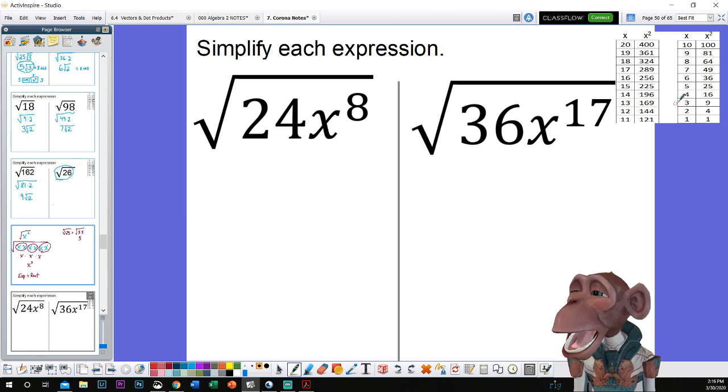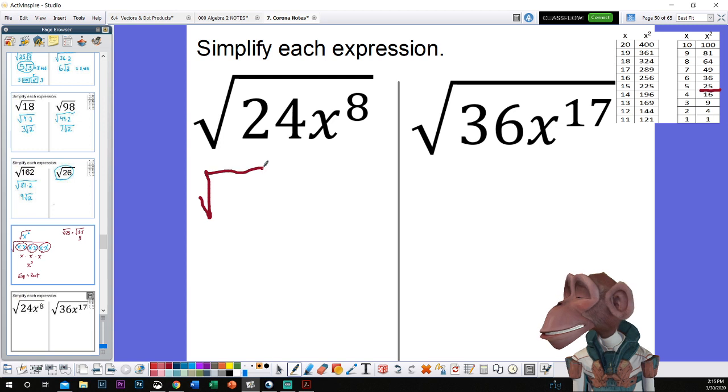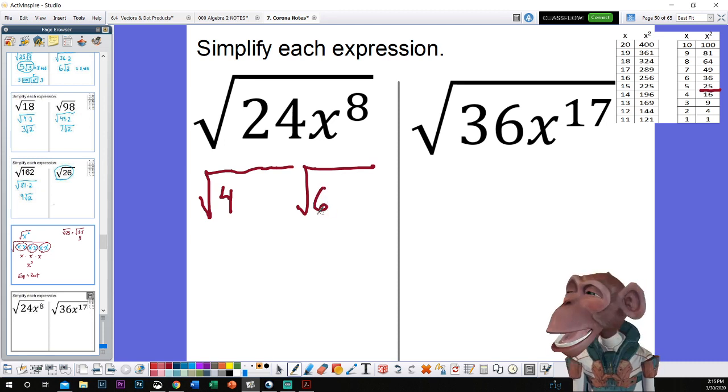24 would go here. I tried dividing by 16, no. 9, that doesn't work. I divided by 4 though, and that worked. That gave me a 6. So this is a 4 and a 6. I'm going to keep them in separate roots just to make life a little bit more simple. Now I have x to the 8th power. I'm going to worry about that after I've taken the square root though.